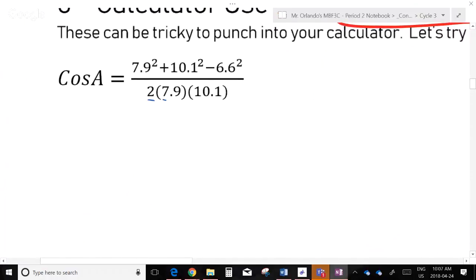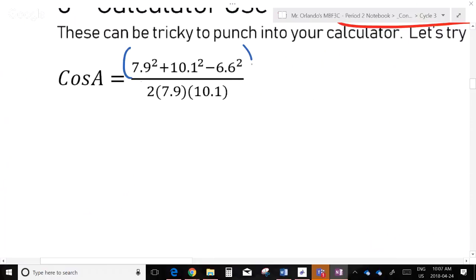The thing I want to note is this. These bottom three things are all doing what operation to one another? Multiplication. But on the whole, this line means we are doing what with all of this? Dividing. So the way you have to punch this into your calculator is your calculator has to understand that you're taking the whole top and dividing it by the whole bottom. And what is the way to trick your calculator into doing that? Brackets.